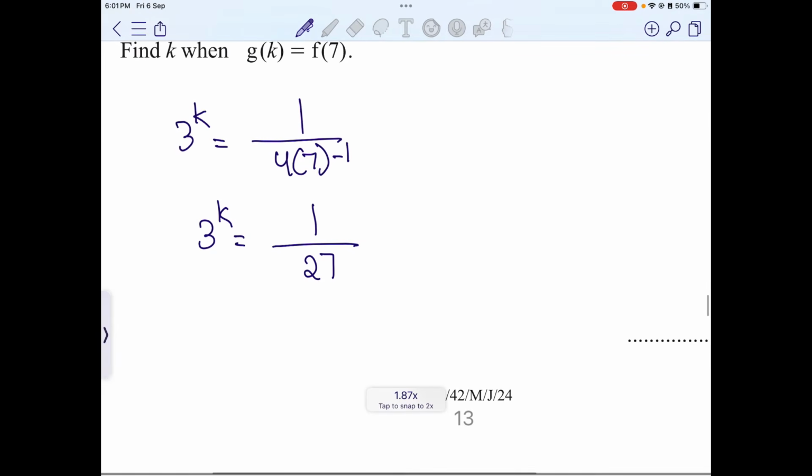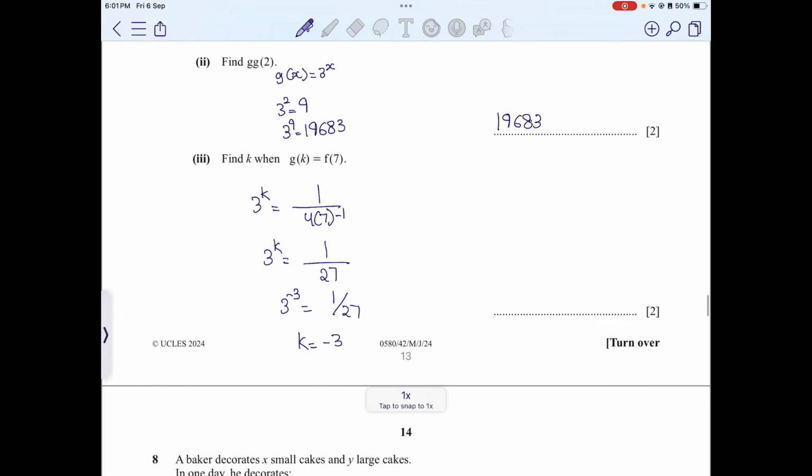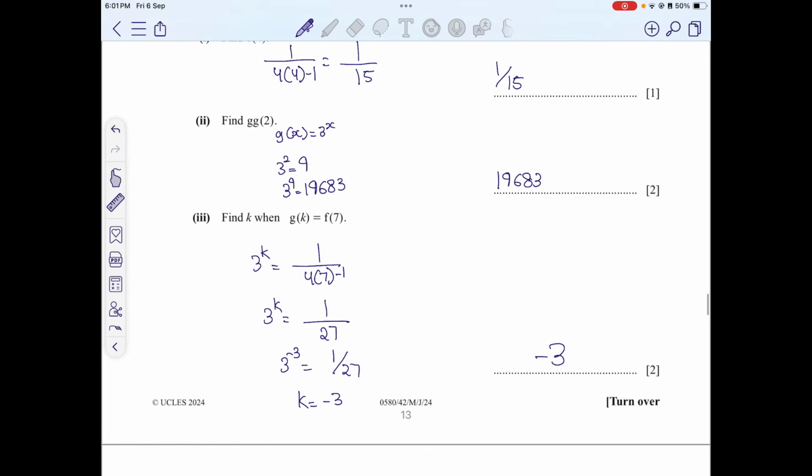I would simplify this. 4 into 7 is 28, minus 1 is 27. So they're telling us that basically 3 raised to something is 1 over 27. Now you know that 3 cubed is 27, so 3 raised to negative 3 is basically 1 over 27. You can even use the calculator to verify this. So therefore k would be negative 3. Now we will move on to the next question.